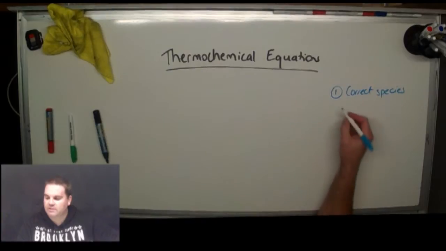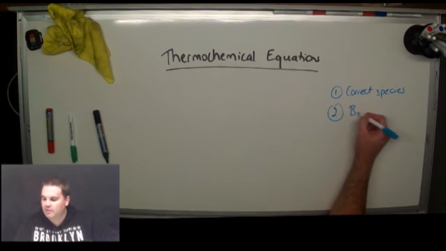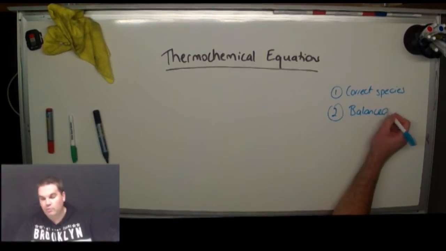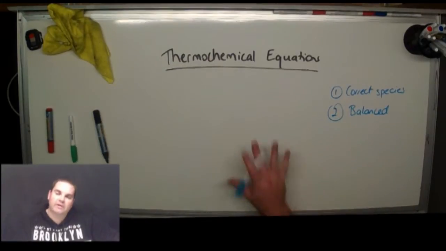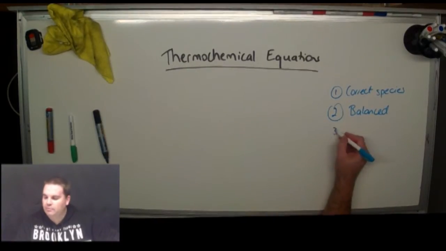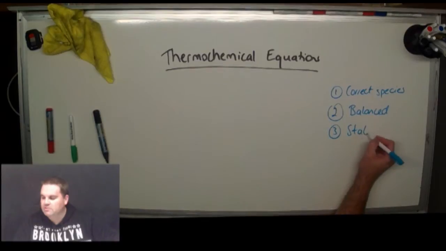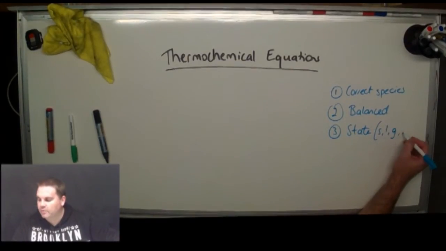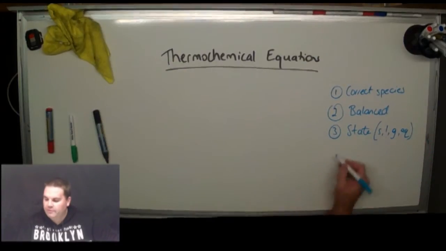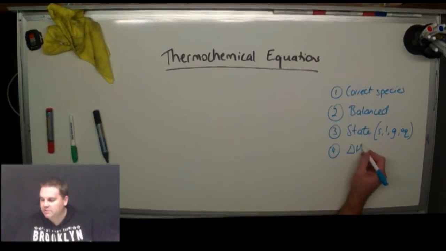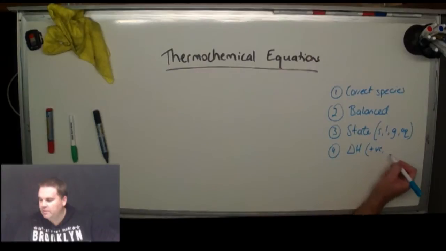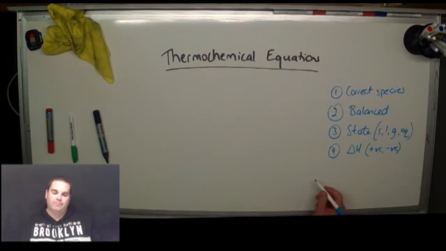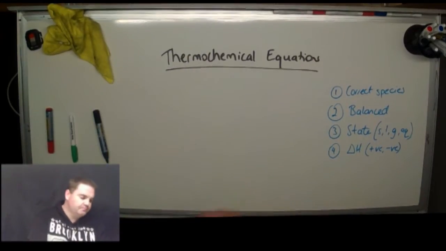That's the same as any other sort of equation. Number 2, it needs to be balanced. That's the basis of all your chemical equations, but thermochemical equations require 2 more things. Number 3, they require the state. By the state, we're talking about solid, liquid, gas, or aqueous. And fourthly, they need your delta H. So you need to show whether it's positive or negative, and you need to generally have a value in there. So I'll show you how we write one of those.